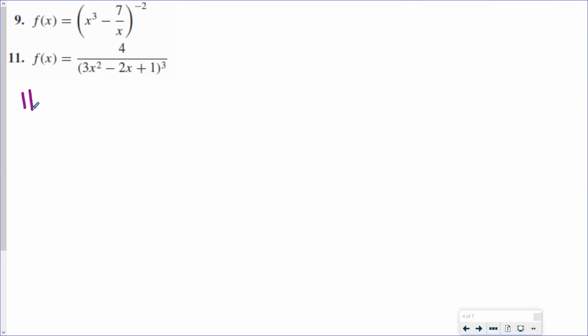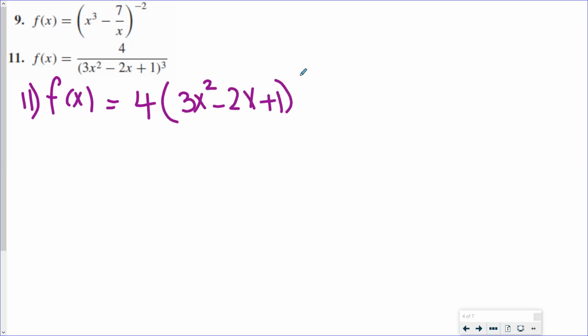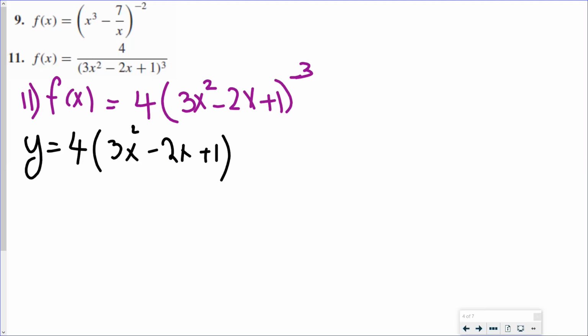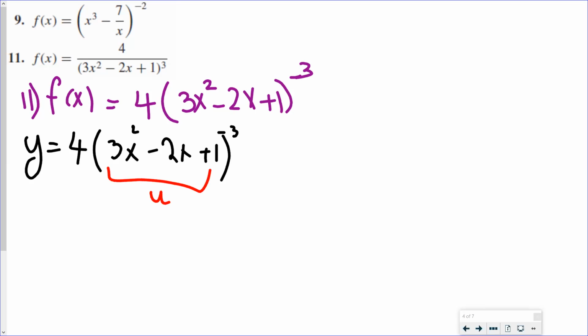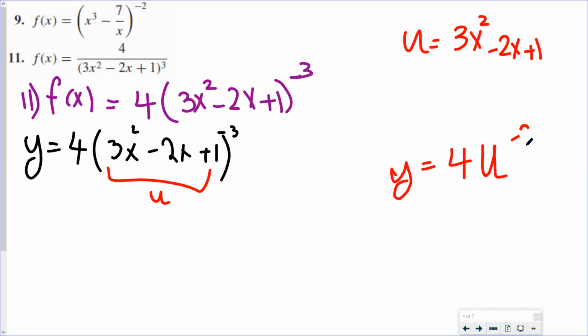Now, number 11 here. We have f of x equal. This one I can write as 4 times 3x squared minus 2x plus 1 raised to the power negative 3. This is how I can write number 11. So the first step here, I will suppose that this is u. So u is 3x squared minus 2x plus 1. And since I suppose this is u, my new function y will be 4, don't forget the 4, u raised to the power negative 3.